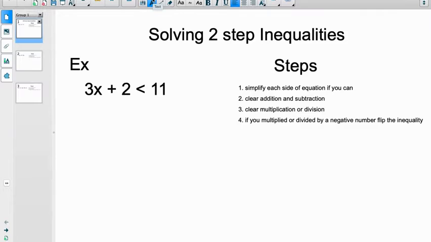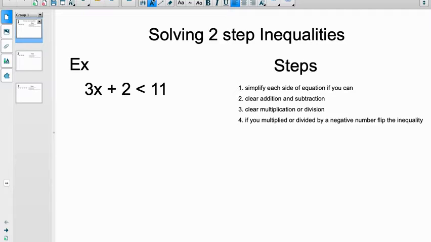Today we're going to be solving two-step inequalities. So the steps for doing this are to simplify each side of the inequality if you can, then to clear addition and subtraction, then to clear multiplication or division. And the key to this is if you multiplied or divided by a negative number, you need to flip the inequality. So here is our first example.